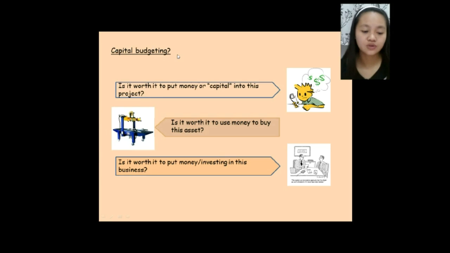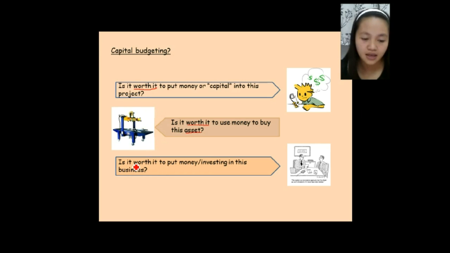Okay, first of all, we need to know what capital budgeting is, and it can be explained by several situations. The first one is: is it worth it to put money or capital into this project? Can the business give the required return on our investment? Is it a good decision, a good deal in terms of money and earning, to put money in this new proposal project? It also means: is it worth it to use money to buy this asset? Will the machine generate high income, or can the machine improve our production activities? We think about how much the new machine will earn compared to the cost of getting money to buy it.